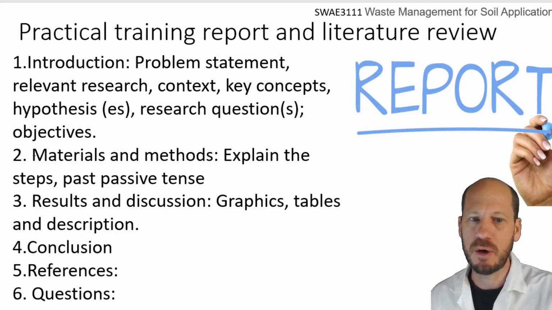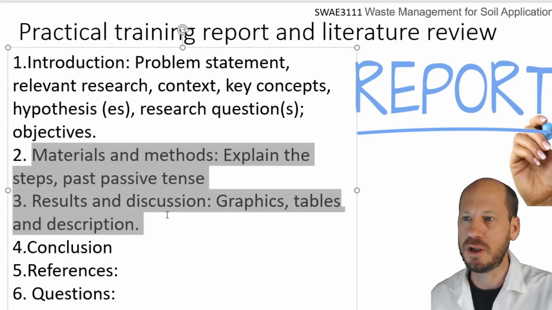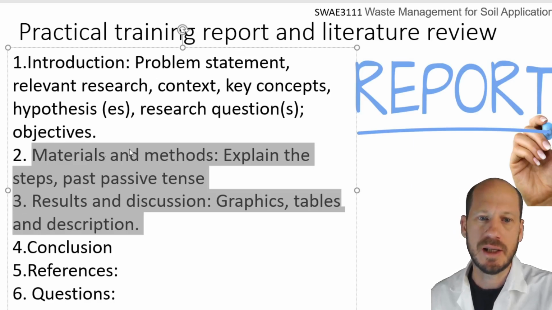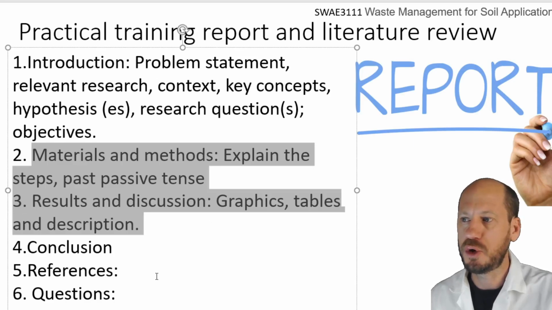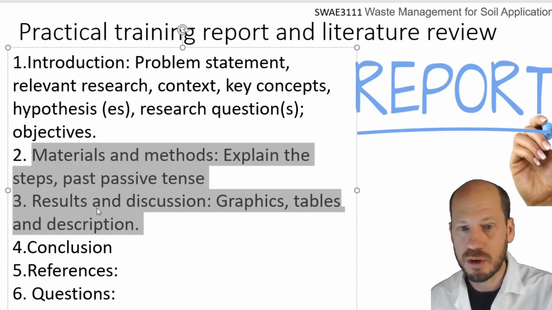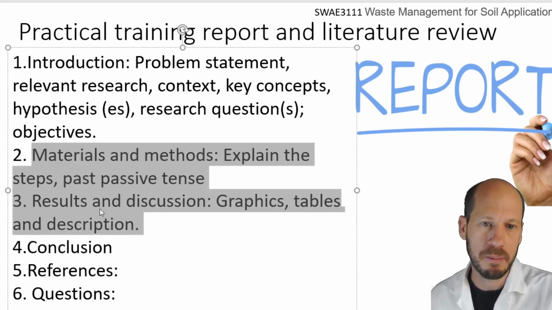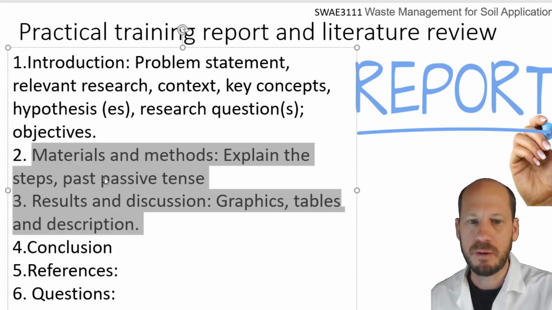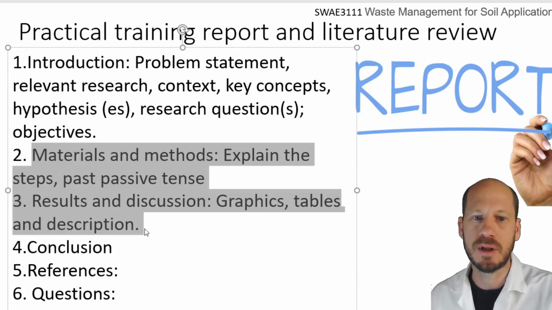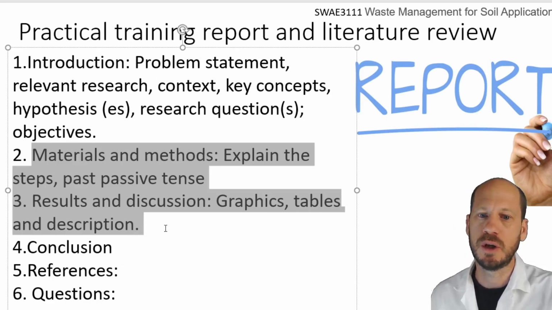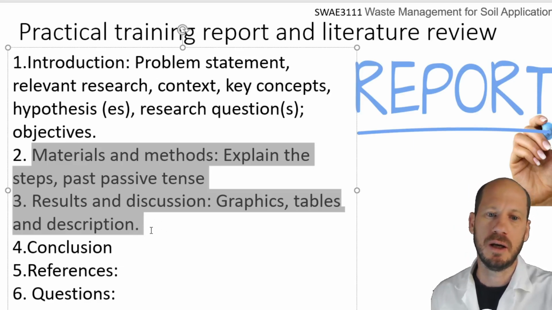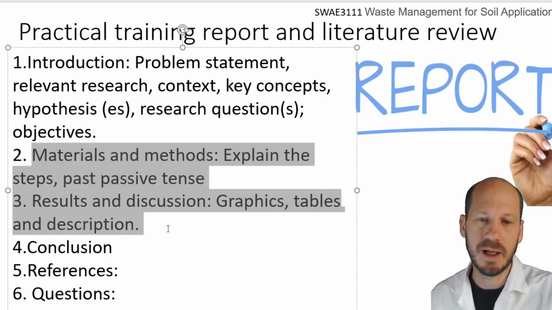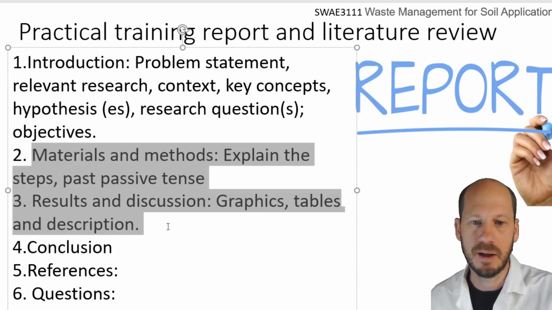For the literature review, you follow the same structure, except that materials and methods and results are omitted. You don't need those in a literature review. Instead, you will use subtopics. For example, if you're talking about biochar, you can have a subtopic about the temperature of pyrolysis, another about the type of feedstock material that you can use, and the last subtopic could be the types of applications you can have from this biochar.